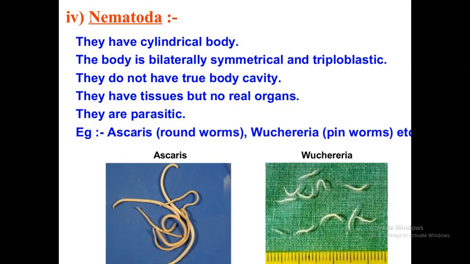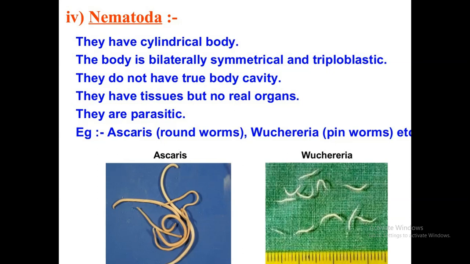So what are the different levels of organization in our body? Cellular, only the presence of cells. Then tissues, when many cells combine and form tissues, and when many tissues combine they form an organ. When many organs combine they form an organ system, and that is the complete organism. So these are the different levels. Here we can see the body is only at the tissue level, not at the organ level.